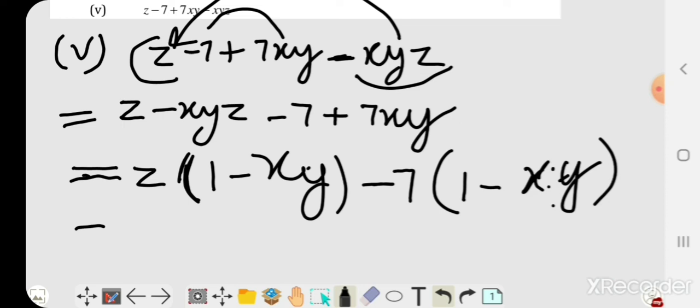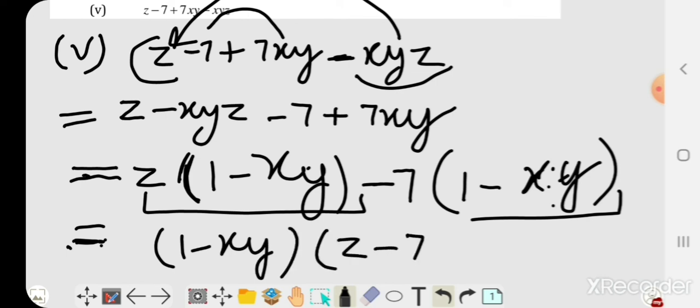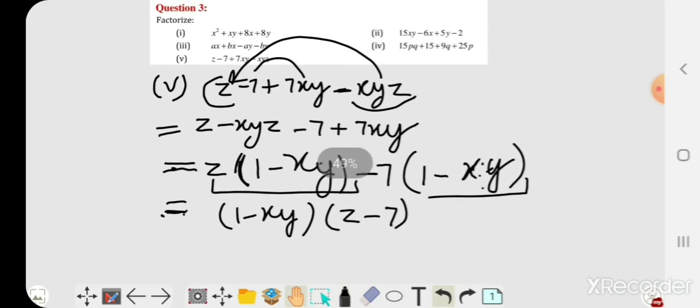You can see here in these two terms 1 minus xy is common. In this and this, 1 minus xy is common, so 1 minus xy. Then in the first term z remains, in the second term 7 remains. So this is the answer of part 5.